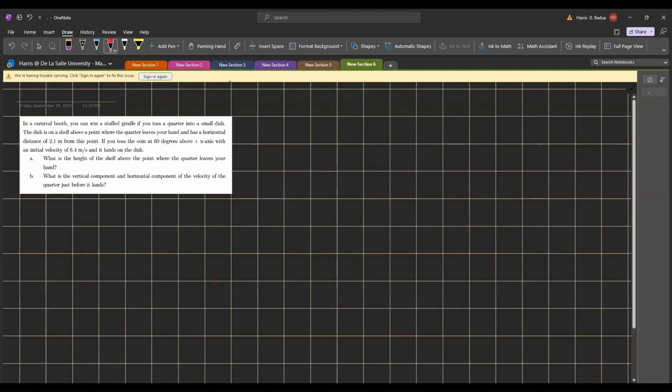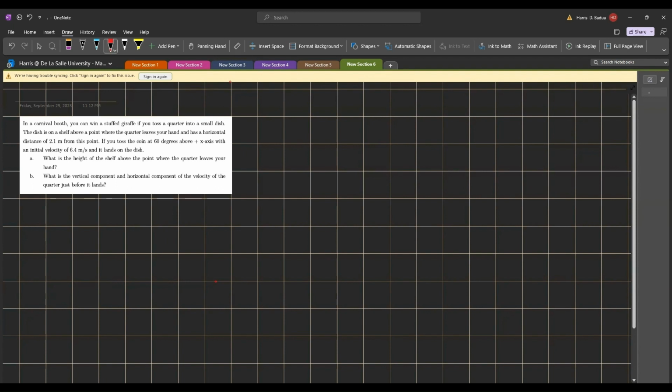Quiz number 1. For our last problem, it is about projectile motion. So in a given carnival booth, you can win a stuffed giraffe if you toss a quarter into a small dish. The dish is on a shelf above a point where the quarter leaves your hand and has a horizontal distance of 2.1 meters from this point. If you toss the coin at 60 degrees above the positive x-axis with an initial velocity of 6.4 meters per second and it lands on the dish, first, what is the height of the shelf above the point where the quarter leaves your hand? And what is the vertical and horizontal component of the velocity of the quarter just before it lands?